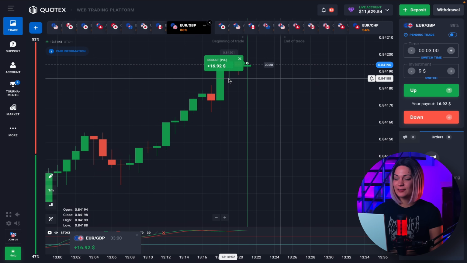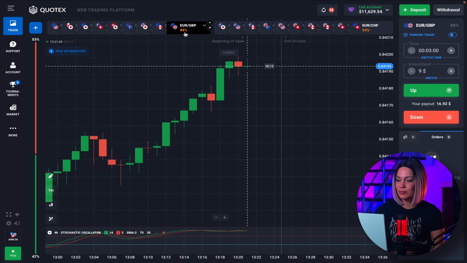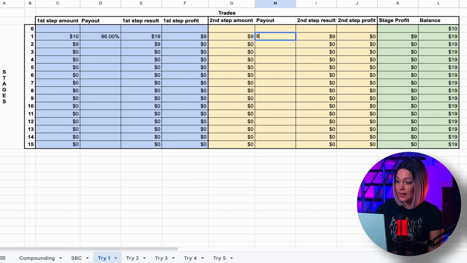Alrighty guys, there was a small growth of the price, but that was enough for us to close the deal in black, and it was 88% payout. We're putting that in our table. Alright, so our profit is $8 at this point, and the whole profit from this stage is going to be $16. Now we're moving on to stage number 2, and the first step is $16.